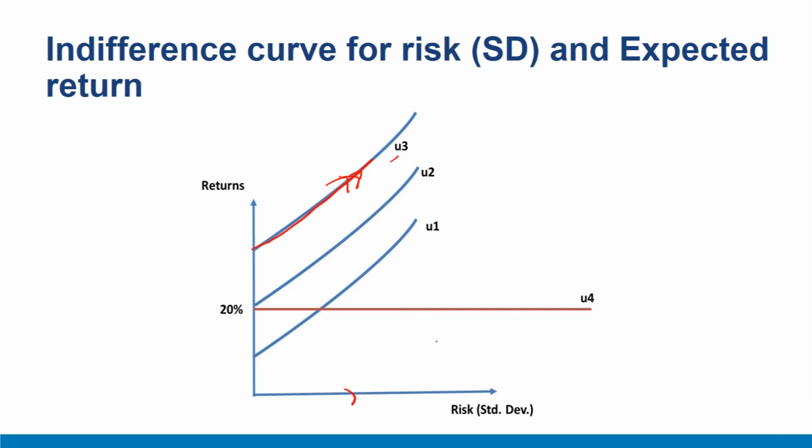Contrast this to U4, which is a horizontal line. For this kind of individual, the utility remains the same despite the increase in risk. That means he is indifferent to increase in risk and his utility is the same as long as the returns remain the same. And therefore, this kind of individual would be called a risk neutral individual.